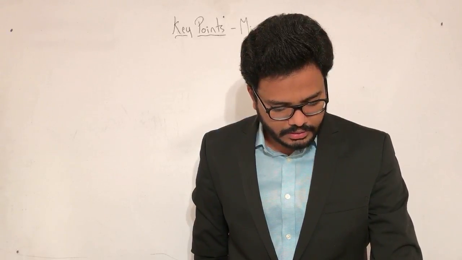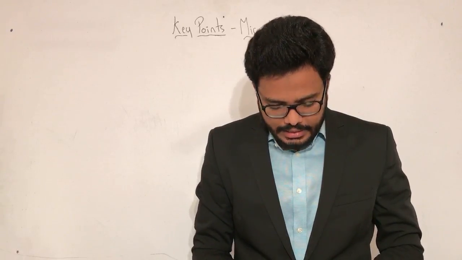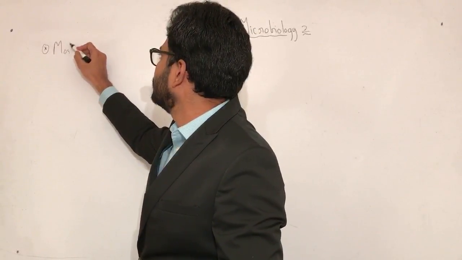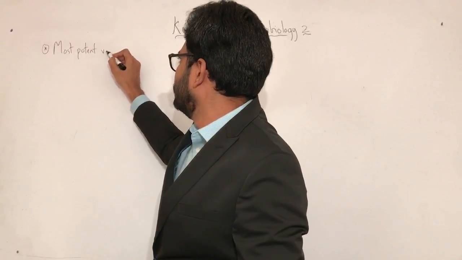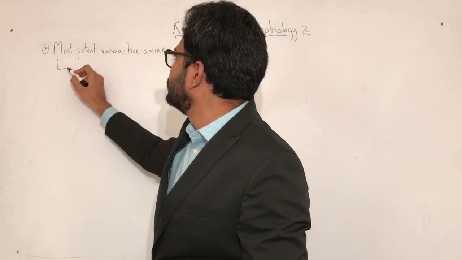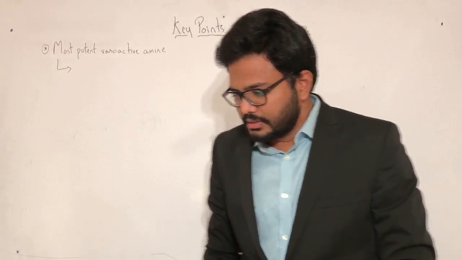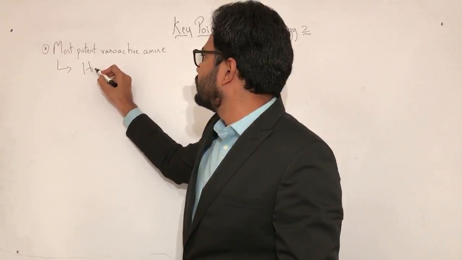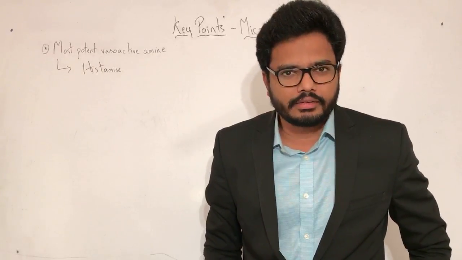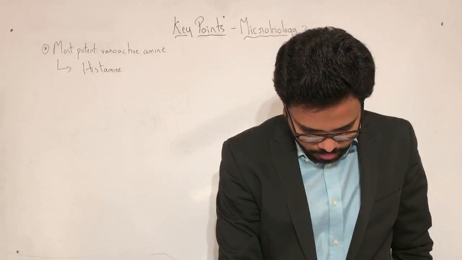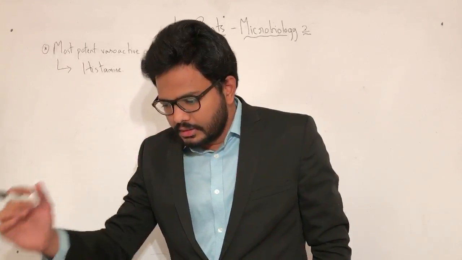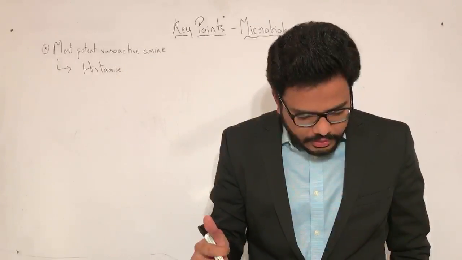Which chemical is considered to be the most potent vasoactive amine in case of anaphylaxis? Good. Yes, it is histamine, isn't it? So what's the role of histamine on blood vessels? Vasoconstrictive or vasodilative? Yes, it's released from mast cells. Good. Vasodilation, isn't it? Okay. Type 1 is anaphylaxis.